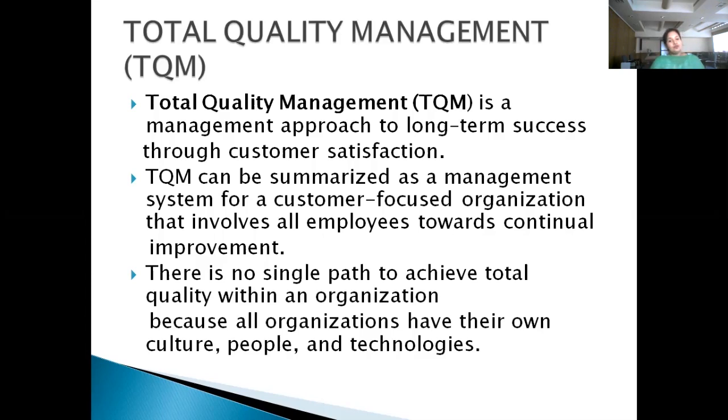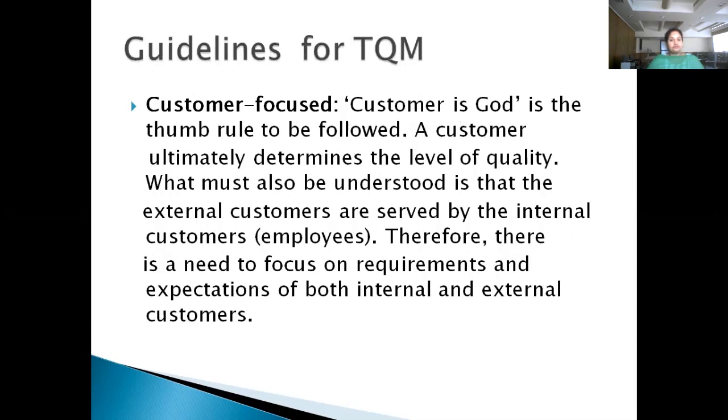There is no single path to achieve total quality within an organization, because all organizations have their own culture, people, and technologies. There are no hard and fast rules as to how to attain total quality management. It basically depends upon the organization. You have your own culture, your own people, your own technology mechanism. All these will contribute effectively towards attaining total quality within the organization.